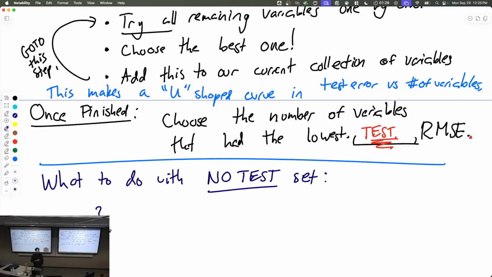Yeah, that's right. So "no test set" is a very pessimistic way of putting it. I'm saying the cup is empty. You should think of the cup as being full of the other stuff. So no test set means use the entire training set.